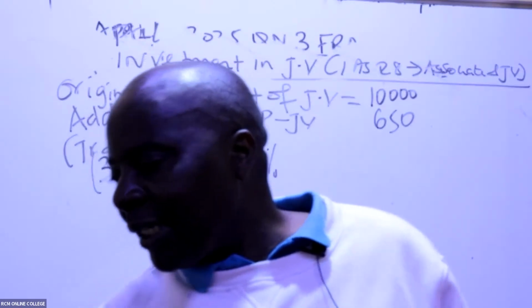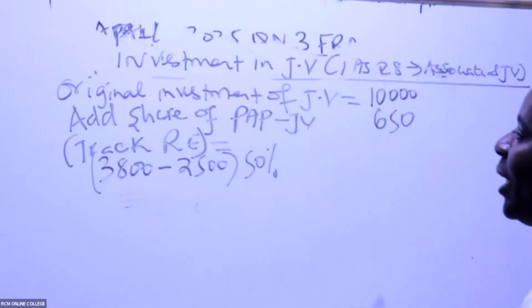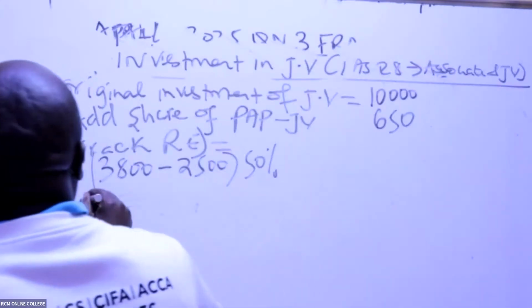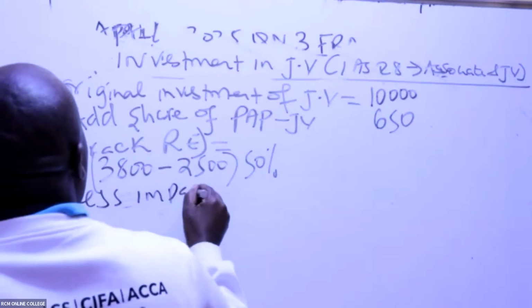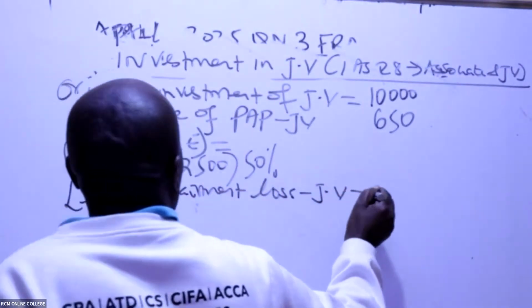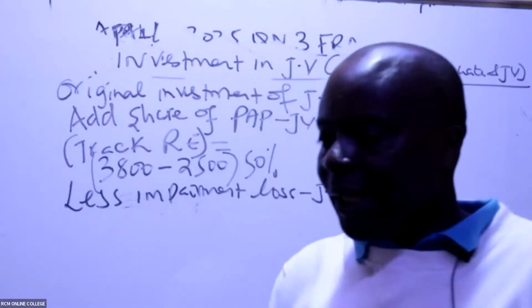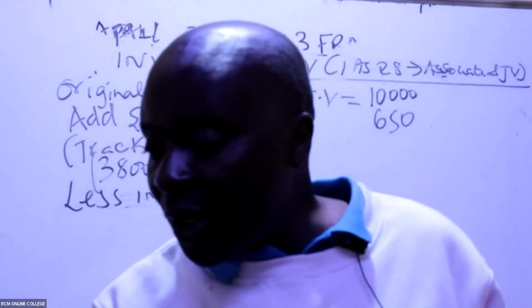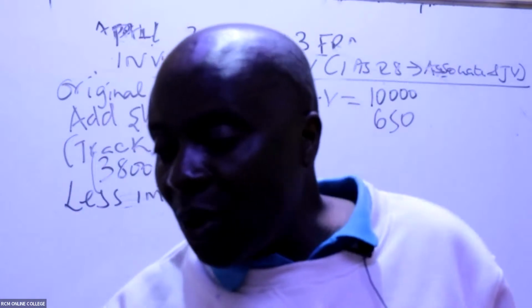Yeah. So then that gives us how much? 650, like that. Then you come and less the impairment loss. Less impairment loss. Usikachukue kale ka 150 wewe in impairment loss of the joint venture, which the examiner has told us that the joint venture had not been impaired at all. The examiner told us that.